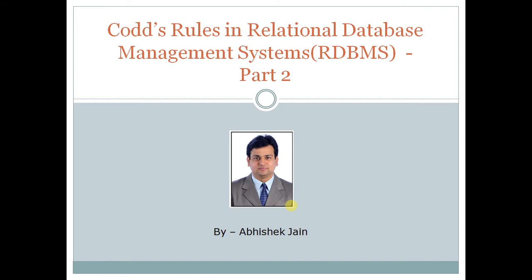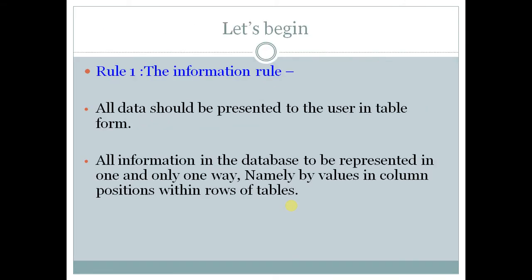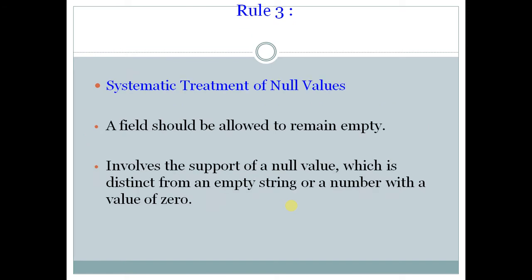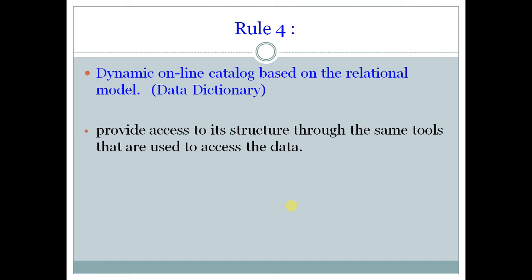In the first part, we have seen three rules. The first rule was related to the information rule, that is, the data is to be kept in columns in the table. Second was you can access data either collectively or selectively. Third was there should be a provision of null values, as well as you should be able to handle null values in different functions. Fourth is based on data dictionary.